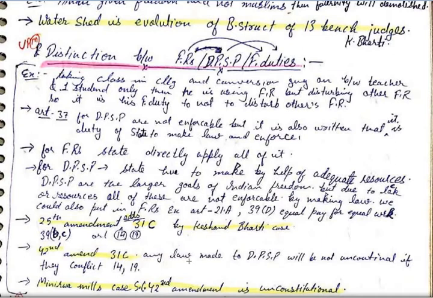And therefore in the Minerva Mills case, सुप्रीम कोर्ट ने क्लियरली कह दिया in 1980, सुप्रीम कोर्ट ने क्लियरली कह दिया मिनर्वा मिल्स केस में, Supreme Court clearly says that the 42nd amendment which amended 31C and given superiority over all the fundamental rights.